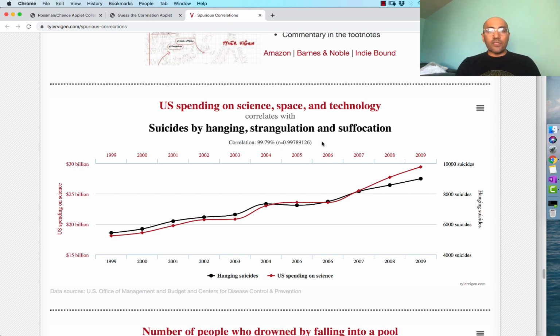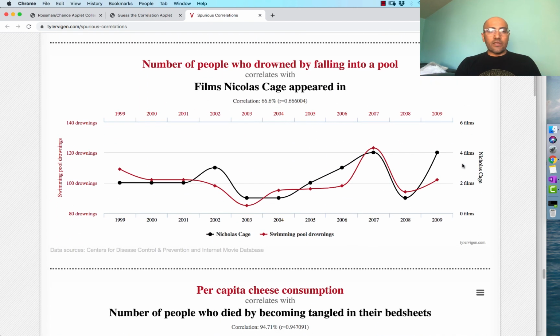They're very closely correlated. However, it would be silly for someone to think that we can affect one by manipulating the other. Obviously we want to reduce suicides. Does that mean we should reduce spending on science? No, that's silly. They're correlated. That does not mean that the one causes the other. Good.